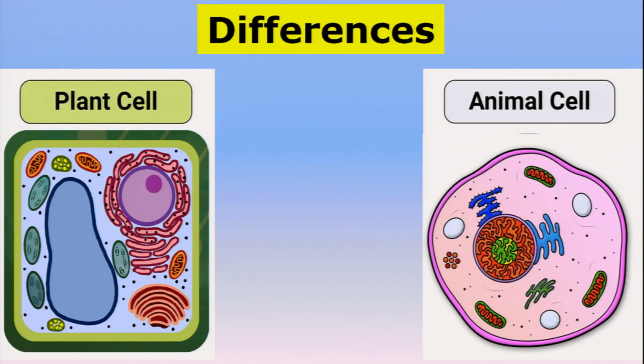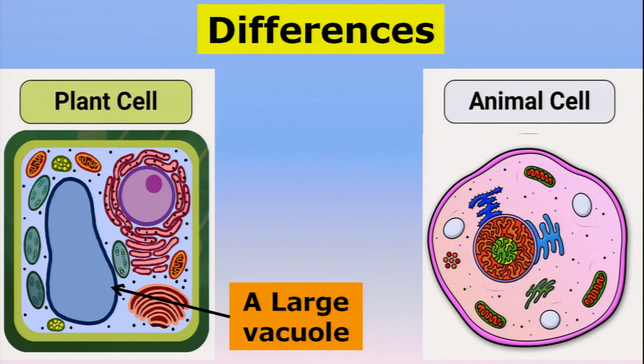The differences are, first is presence of cell wall. Cell wall is present only in plant cells and it is absent in animal cells. It is the first difference between a plant cell and an animal cell. Second difference is presence of plastids. Plastids are present only in plant cells and they are absent in animal cells. And the third difference is in the presence of vacuole. In a plant cell, only a single large vacuole is present and in animal cells, multiple vacuoles small in size are present.